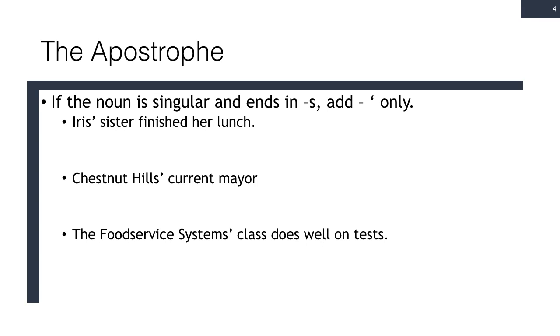And then let's take a look at the last one. Systems ends in an S. So if it's possessive, we're only going to add the apostrophe. The food service systems class does well on tests. And I hope that's true of my food service systems class this semester.